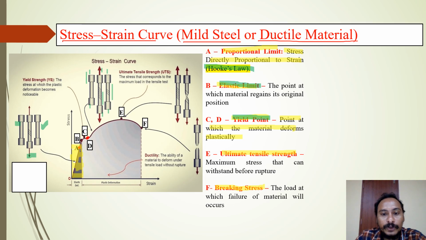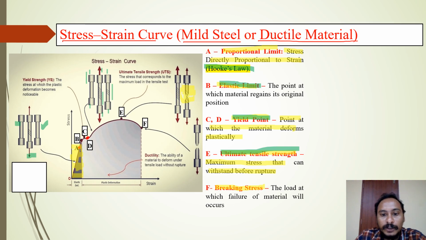And then the next one is ultimate tensile strength. The ultimate tensile strength is the maximum stress the material can withstand before rupture. At this point we will get the complete necking during the tensile test.